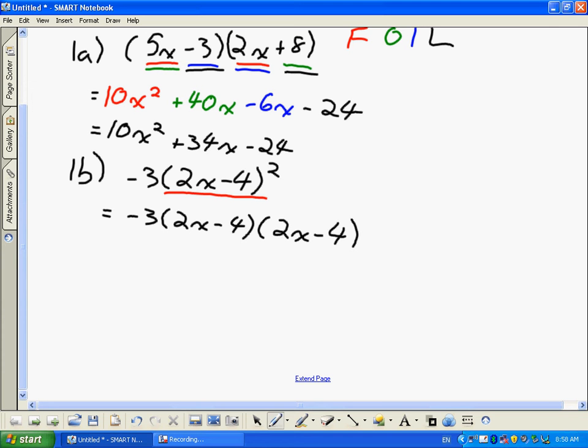Once we do that, it's very similar to the question above. We're going to FOIL again. So I'm going to have equal to negative 3 in brackets. First terms.